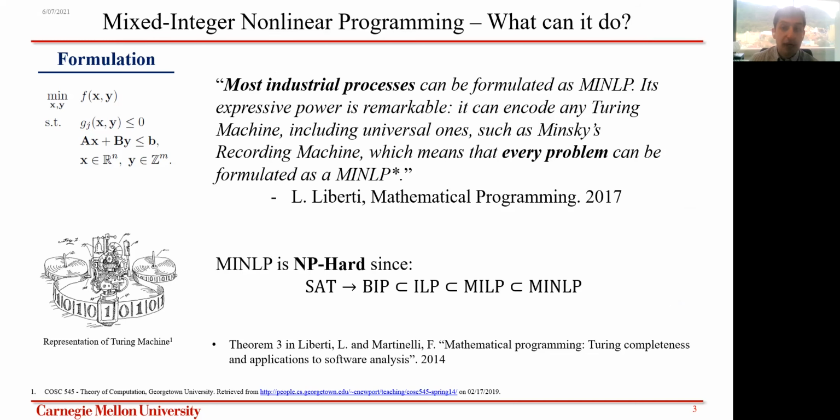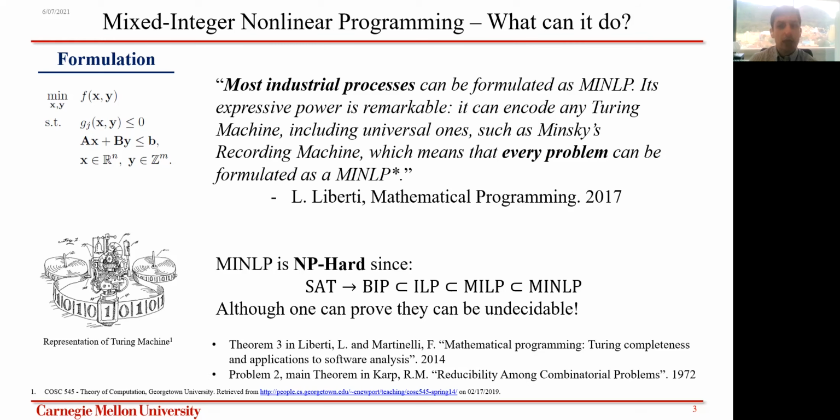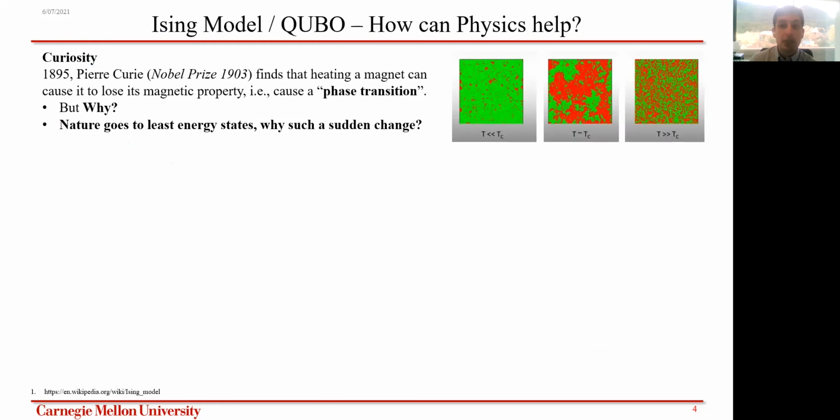And an interesting fact is that addressing this problem, in terms of complexity theory, is NP-hard, and in some cases even undecidable. What I would like to present here is how to address these problems from the perspective of physics. I need to go back to the late 1800s with Pierre Curie's observation on the fact that magnets, when they are heated up, go through a phase transition, which means that they lose their magnetization. So why would nature have sudden change in its behavior?